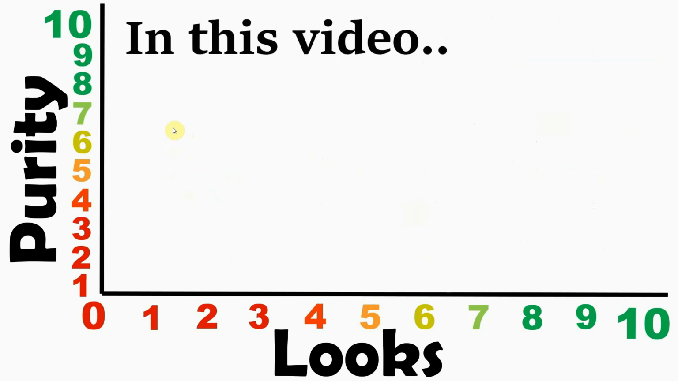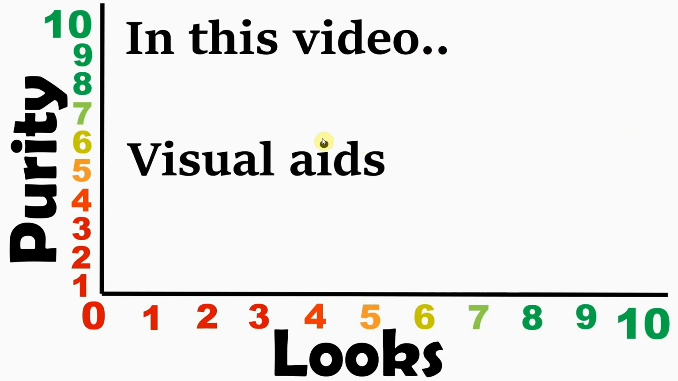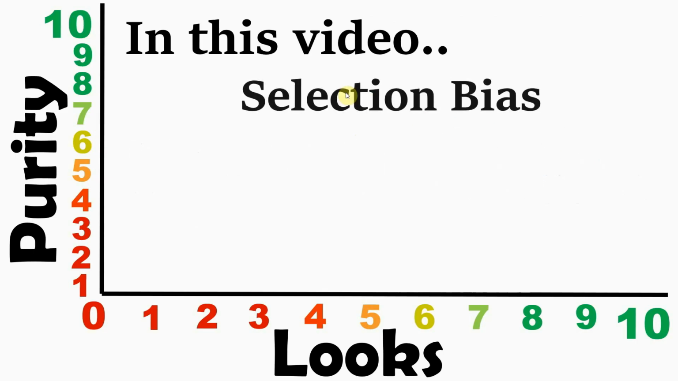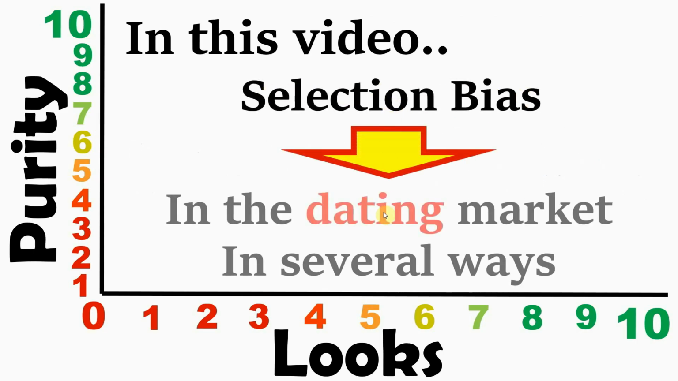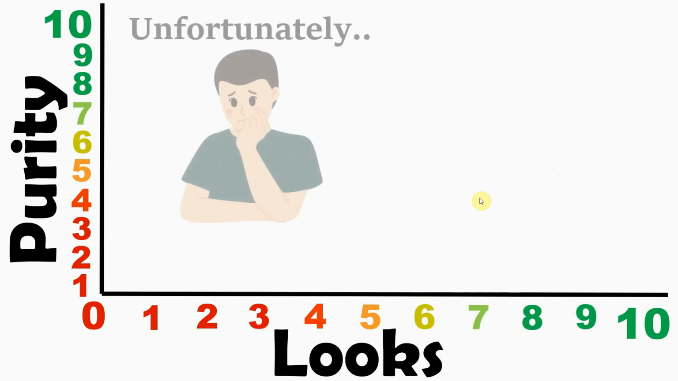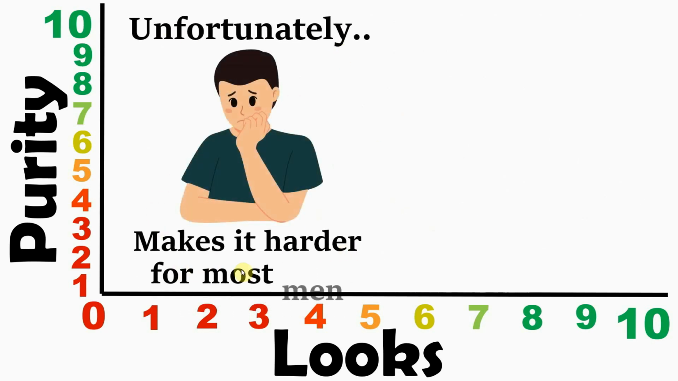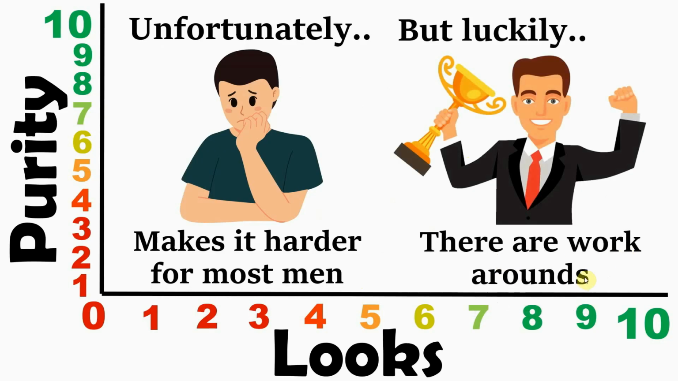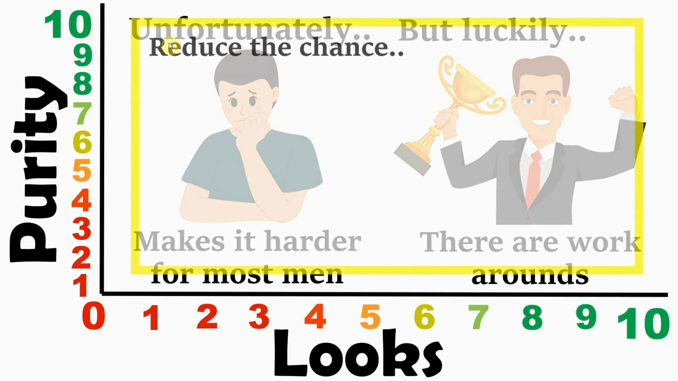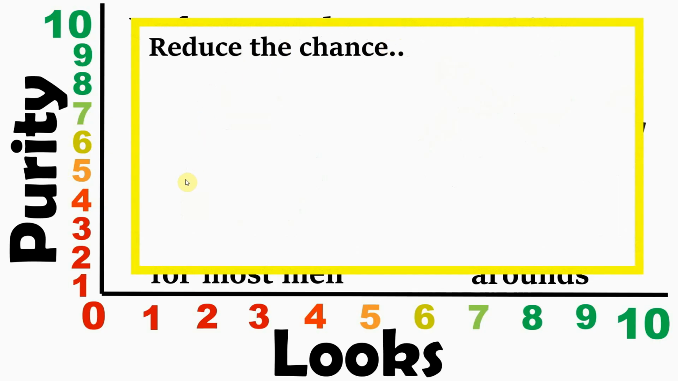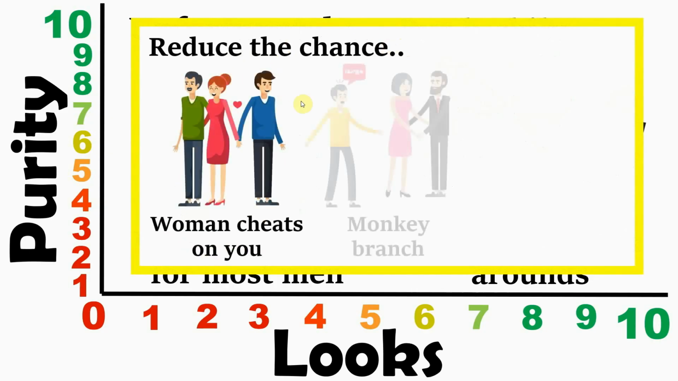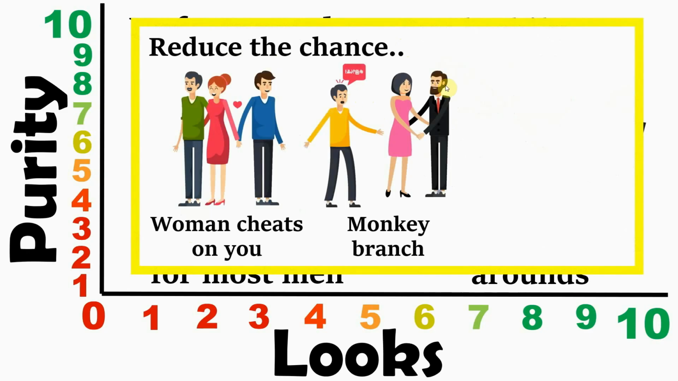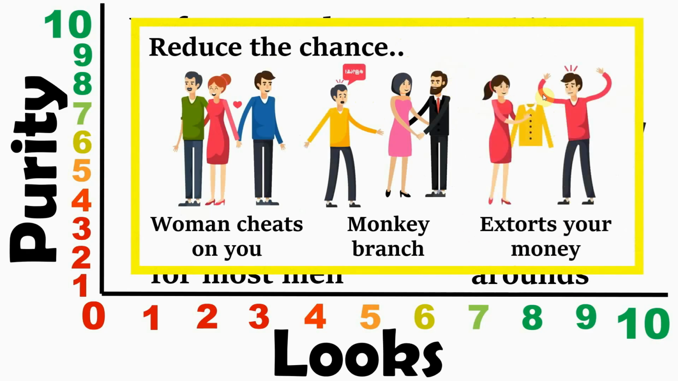In this video, I'm going to show you using visual aids and graphs that this phenomenon happens in the dating market in several ways. This unfortunately makes it harder for most guys, but at the same time, luckily, there are workarounds which can allow you to use this knowledge to your advantage. So you can reduce the chance you'll end up with a low quality woman who will cheat on you, monkey branch when a better option comes along, or extorts you out of your money.